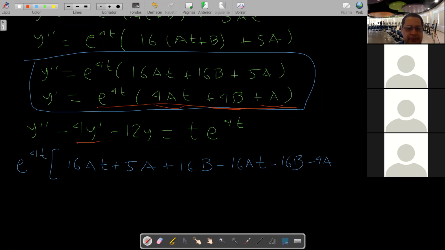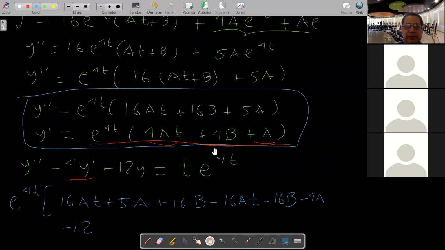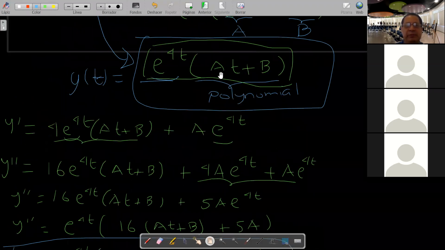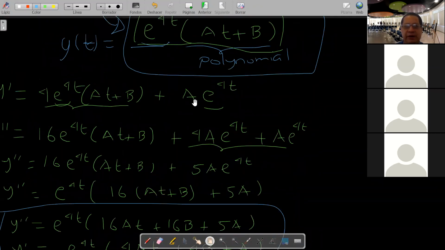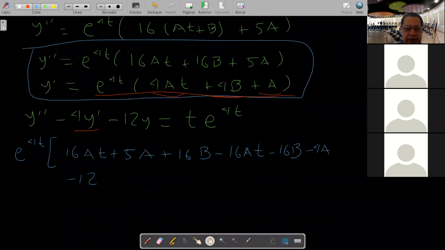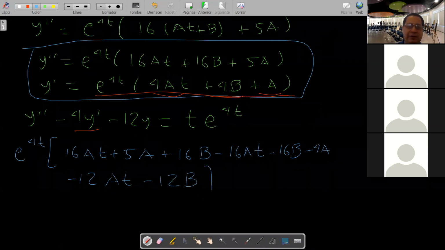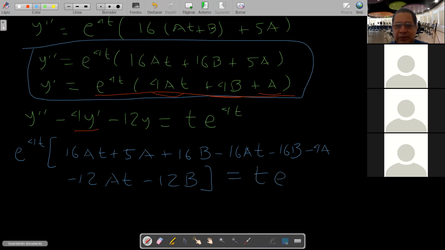And finally, we have -12 times y. And y is, as you can remember, At plus B times the exponential, but the exponential has been factored out. So we have minus 12At minus 12B. Is that correct? And it has to be equal to t times e to the 4t.